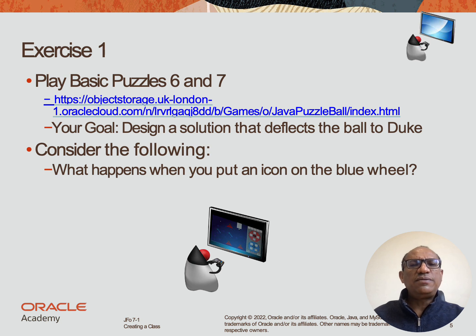In exercise 1, play basic puzzle 6 and 7 in the Java Puzzle Ball game. The goal is to get the ball to Duke by placing objects in the right spot. Watch what happens when you place something on a blue wheel. That's object behavior in action.